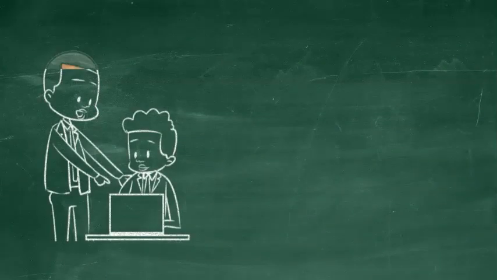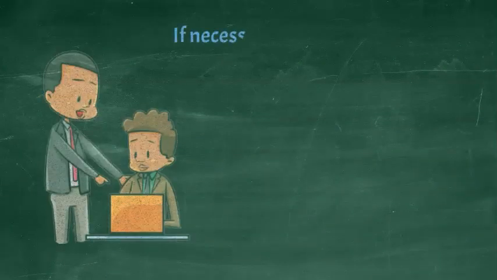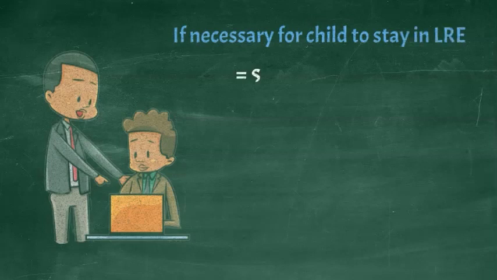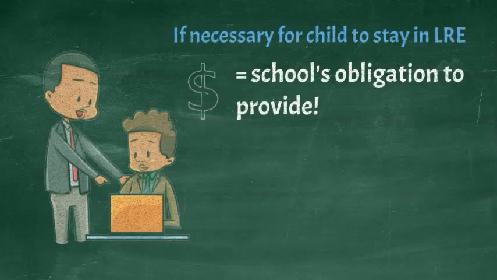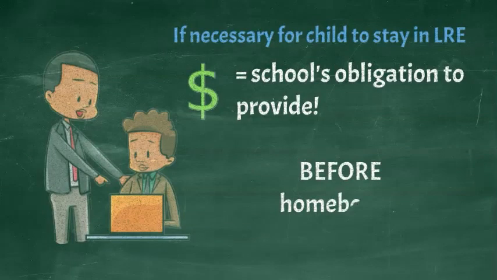If providing a one-on-one would allow a child to stay in school in their least restrictive environment, the school has an obligation to provide and pay for that support before placing the student in a more restrictive setting like homebound or modified day.